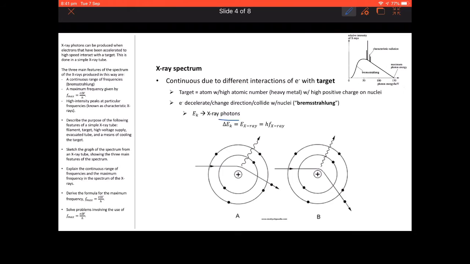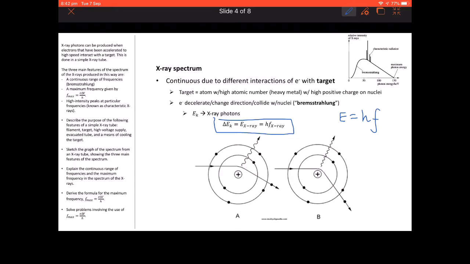The change in kinetic energy that that electron experiences is going to be equal to the energy that the X-ray that it's converted to has, and that is going to be equal to Planck's constant multiplied by the frequency of the X-ray, because we know that the energy of a photon is equal to Planck's constant multiplied by the frequency of the photon. So if it's an X-ray, it's the same, it's just an X-ray photon. So the energy of the X-ray is equal to Planck's constant multiplied by the frequency of the X-ray.